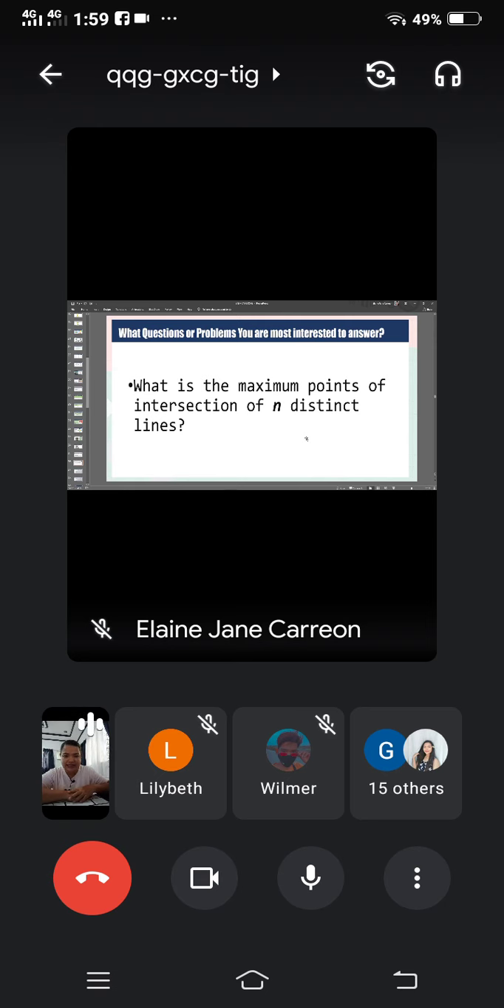So, 6 lines ang gagawin ninyo. Okay, so you draw 6 lines, dapat nag-i-intersect sila lahat, tapos bilangin nyo yung point of intersection. Naintindihan ba yung instruction? Okay, so I think nakapag-drawing na ba? Let me see.